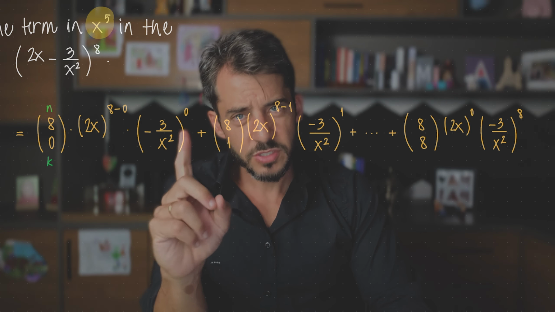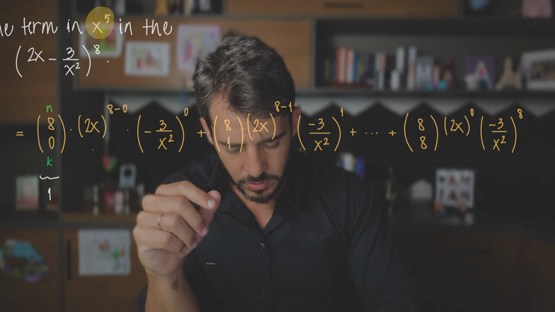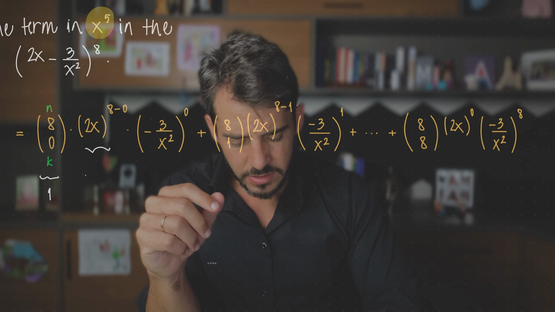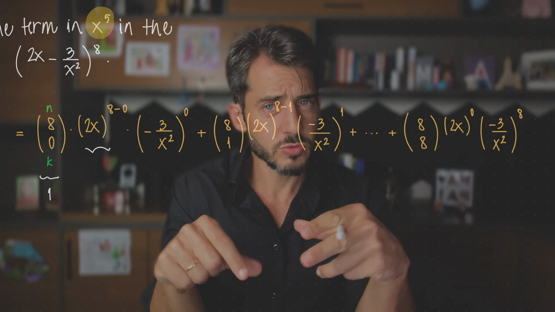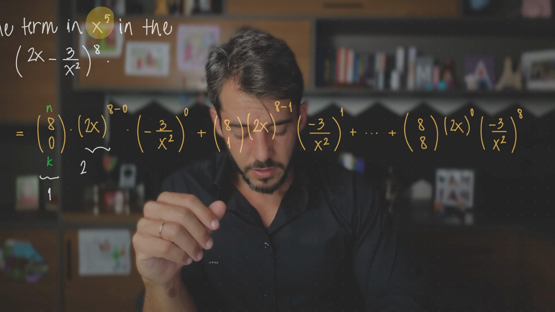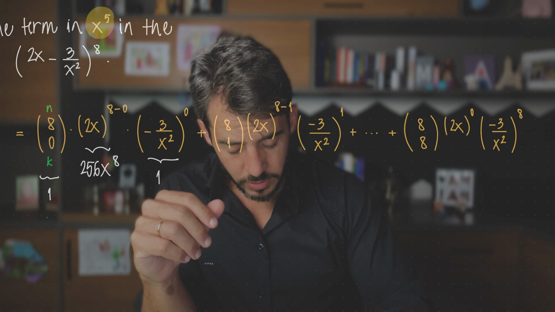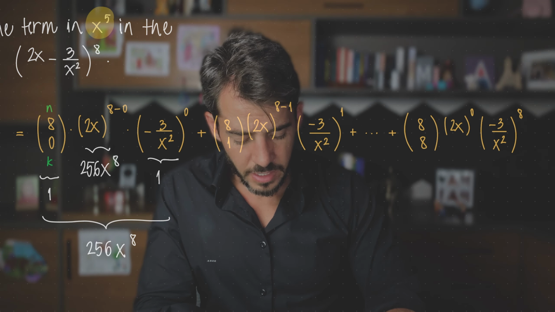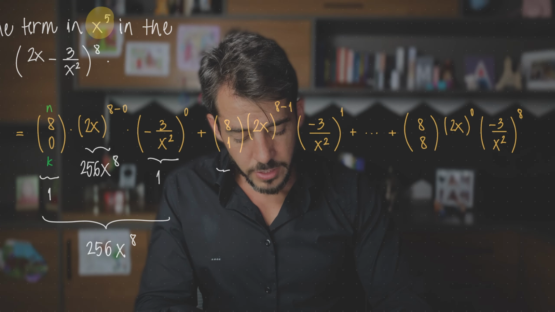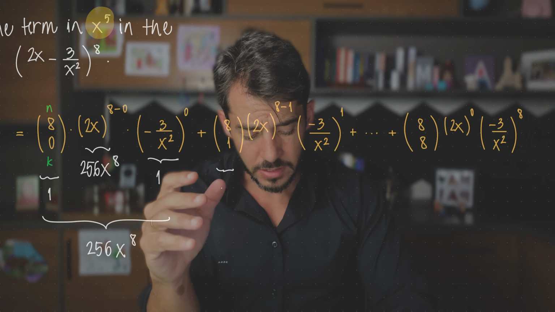Now, let's just see what we have in front of us right now. 8 choose 0 is just 1. (2x) to the 8th is the same as 2 to the 8th, x to the 8th. Don't forget to raise 2 to the power of 8 as well. Therefore, 256 x to the 8th times 1. So this first term right here is 256 x to the 8th, plus 8 choose 1. Anything choose 1 is just that number. In this case, it's 8.